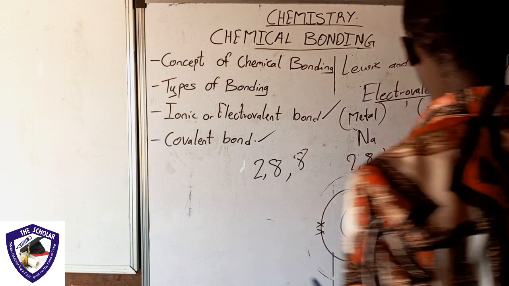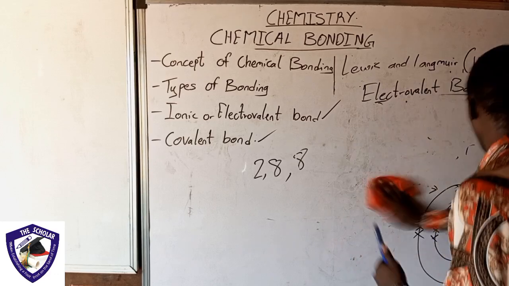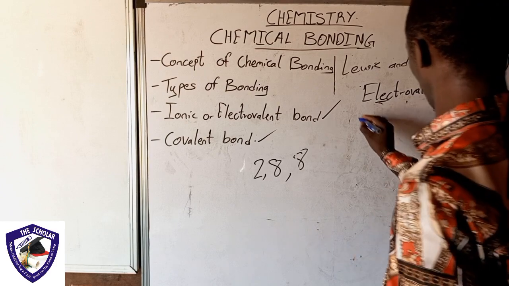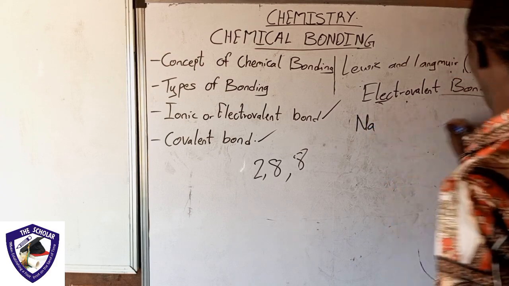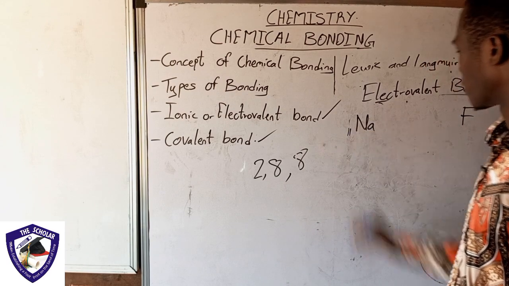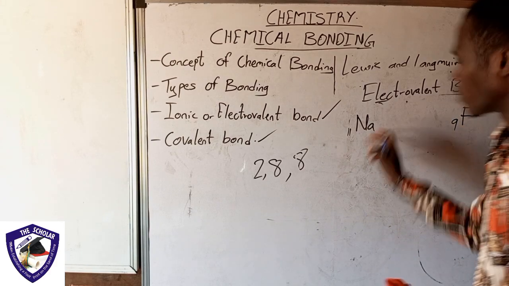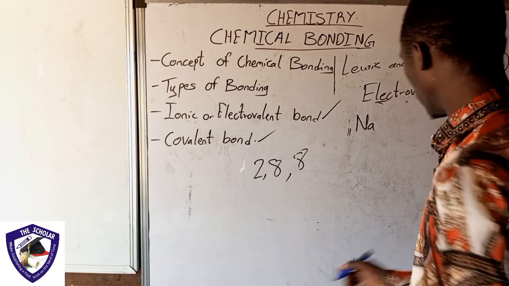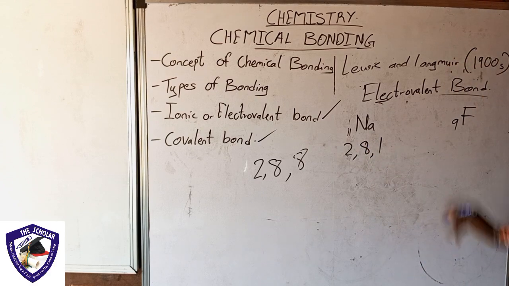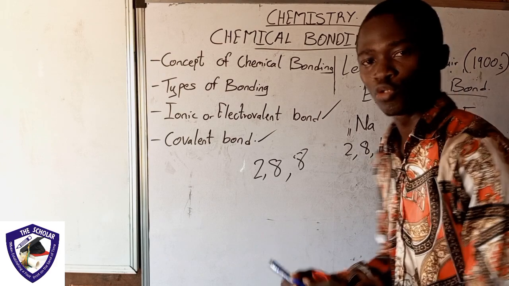Another perfect example of electrovalence bond is sodium fluoride. Sodium and fluorine. The atomic number of sodium is what? Is 11. The atomic number of fluorine is what? Is 9. So let's write out the electronic configuration. We have 2, 8, and what? And 1. For fluorine, we have 2 and what? And 7. Now let's draw out the shell.